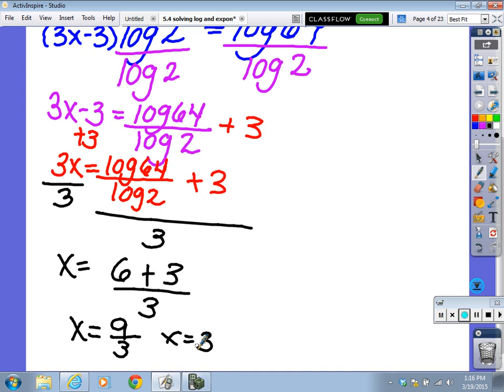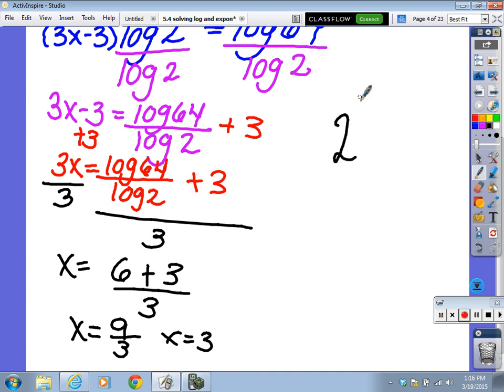I have a question. Yeah. Would it be incorrect if you did log of 64 divided by log of 2 first, and then did the 3x minus 3 equals? No, that would be perfectly fine. I couldn't decide, and now I'm changing my mind. We should have probably just done that, because then we would have had a 6 right there, and that would have been a lot prettier than this. Okay, so now I'm going to check it.